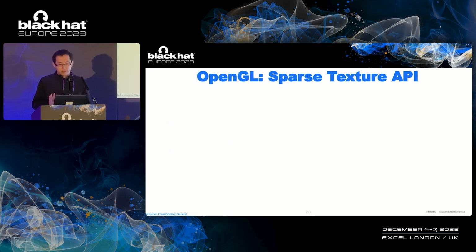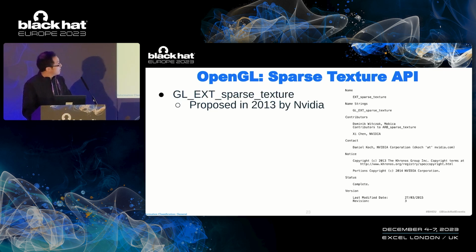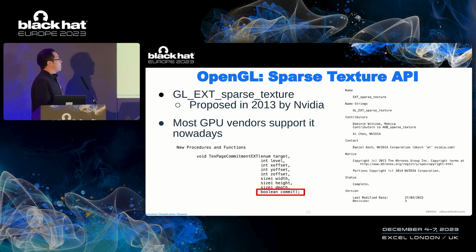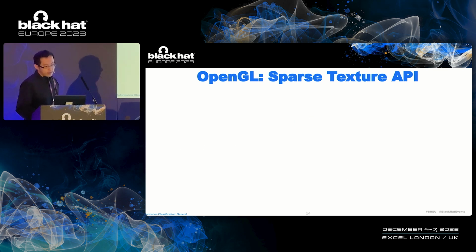This OpenGL sparse texture API was proposed in 2013 and finalized in 2015 by NVIDIA. It belongs to the OpenGL extension API set, but most GPU vendors have adopted it nowadays, such as Qualcomm, AMD, NVIDIA, and Imagination Technologies. New APIs were proposed for implementing the sparse texture memory, and the last parameter is for either committing or decommitting the sparse texture memory.